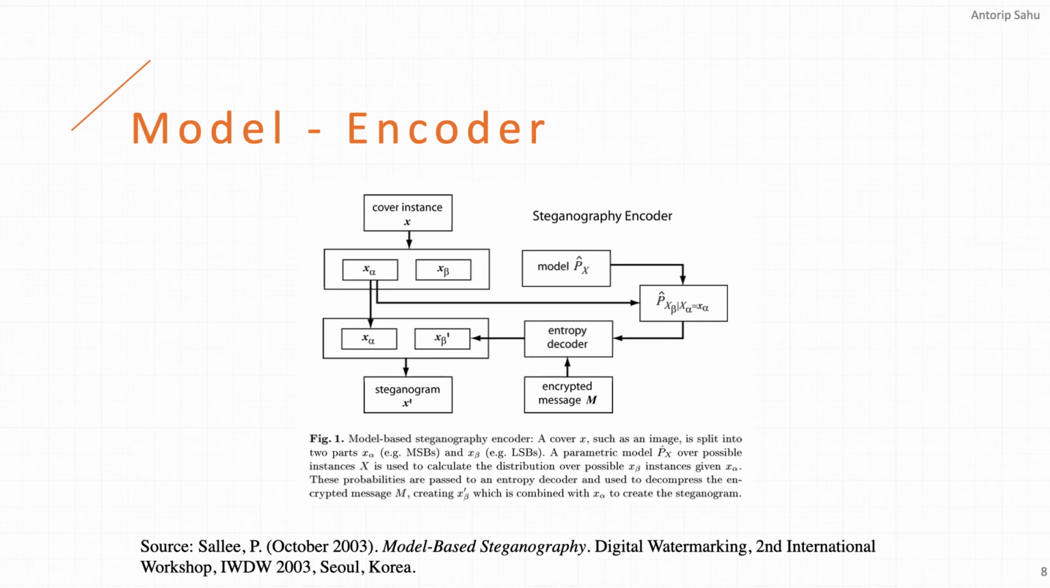Now I will describe the model. I will start with the encoding part of the model. We take cover media X and split it into X alpha and X beta. X alpha stays the same. X beta will be replaced by X prime beta, which will contain the encoded message. X alpha will be the most significant bits and coefficients not selected to encode the message. X beta will be the least significant bits which will carry the message.